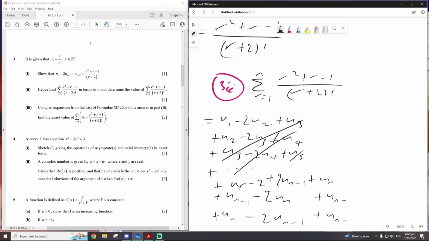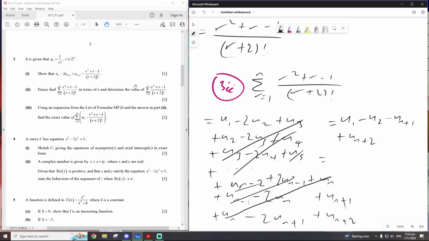Okay, UN plus 1. Then this one is n plus 1, n plus 2. Okay, there you go. This cancels, and so does that, and so does that. So that you are left with U1 minus U2 minus UN plus 1 plus UN plus 2.